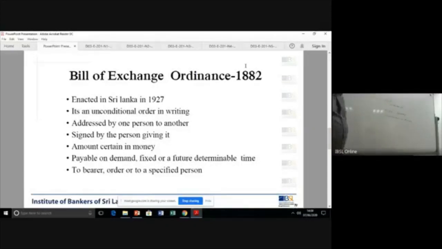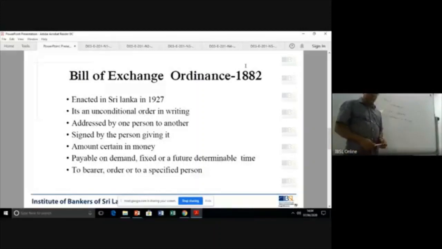Now, listen to the way I'm pronouncing or stressing, and underline that particular word. Right. It is an unconditional order in writing. Right? It's not just a conditional order, it's an unconditional order. So underline unconditional.